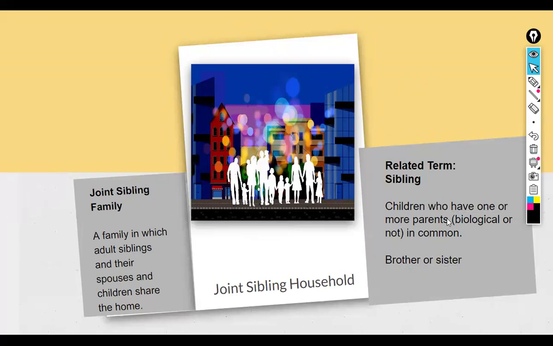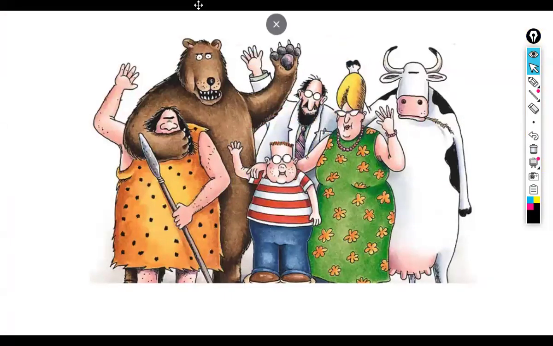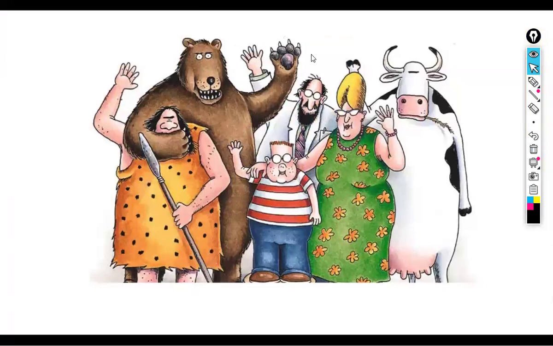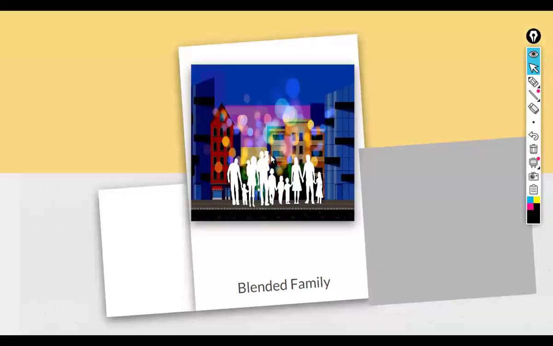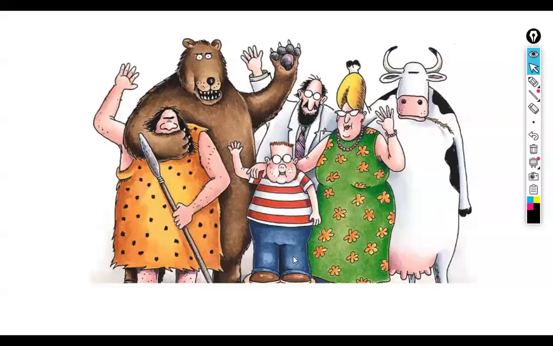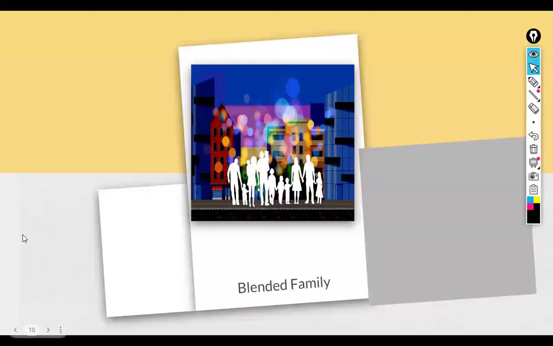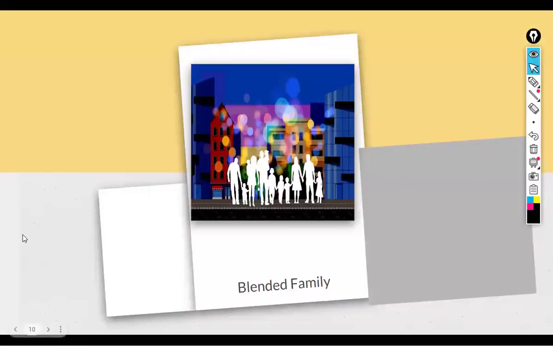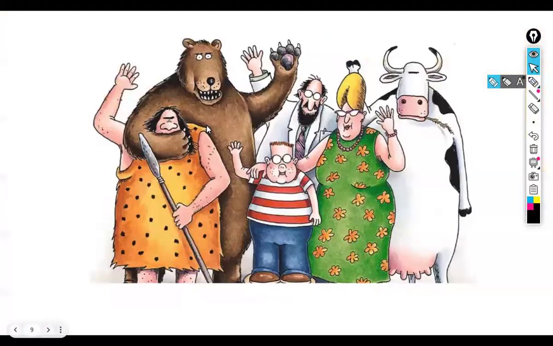Okay, let's clear this away. Okay, what family type do we have here? Actually, I'm wondering myself. I can't remember what this is supposed to be. Let's see. Okay, a blended family, right? All right, now this is also a popular term. Not on the syllabus, right? But so how does a blended family arise?